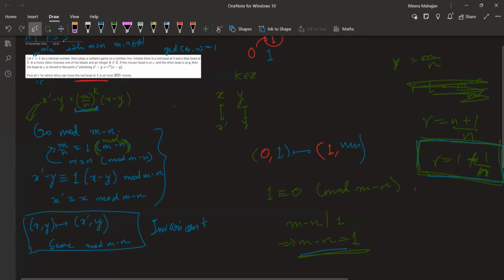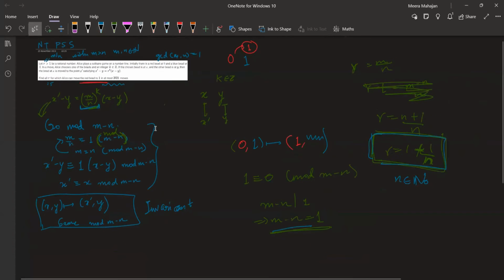I hope so. But okay, where did you use the fact that there are at most 2021 moves? Yes, that is the thing that I said. We said that if r works, then r must be of this form, 1 plus 1 over n. But we don't know if 1 plus 1 over n would work, right? So for which n does 1 plus 1 over n work? That is when we will be using this at most 2021 moves.